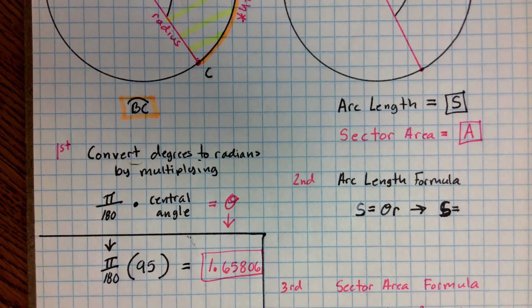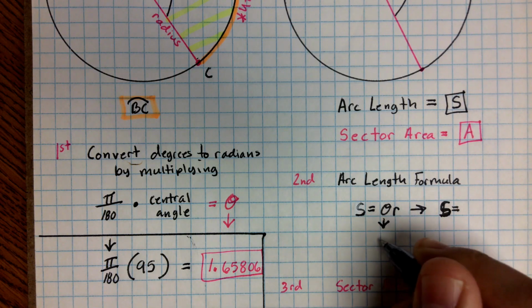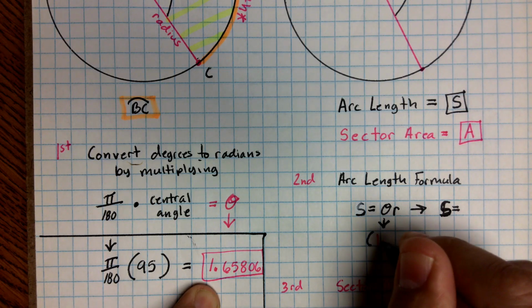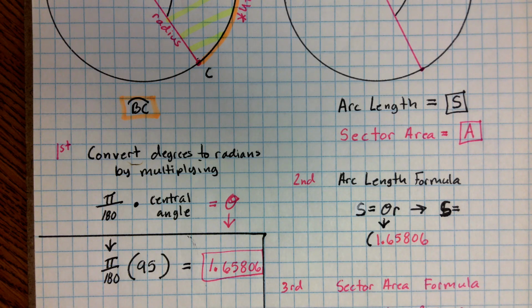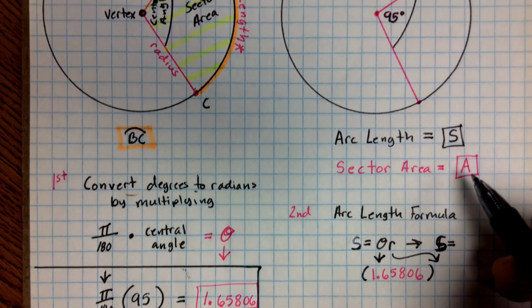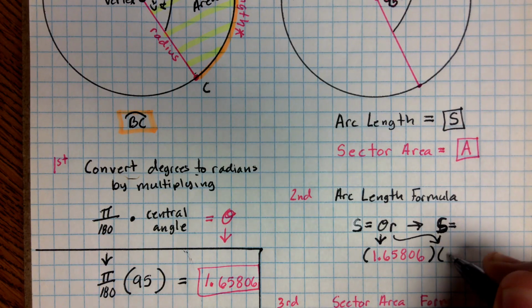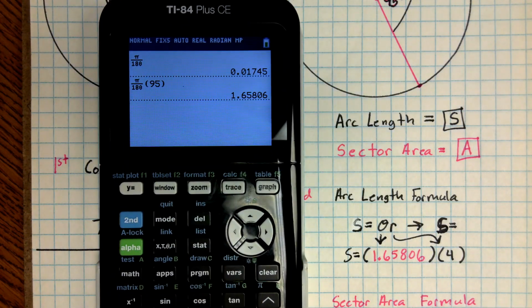So I'm going to move it back up, and I'm going to substitute into this formula. In place of theta, I'm going to put parentheses and write this number, 1.65806. And then for the radius r, I'm going to put the value we've seen up here, which was 4 centimeters. So I'm just going to put parentheses and put a 4 in there. Whatever that gives me is what S is equal to. So in other words, S is equal to this value, and that's our arc length.